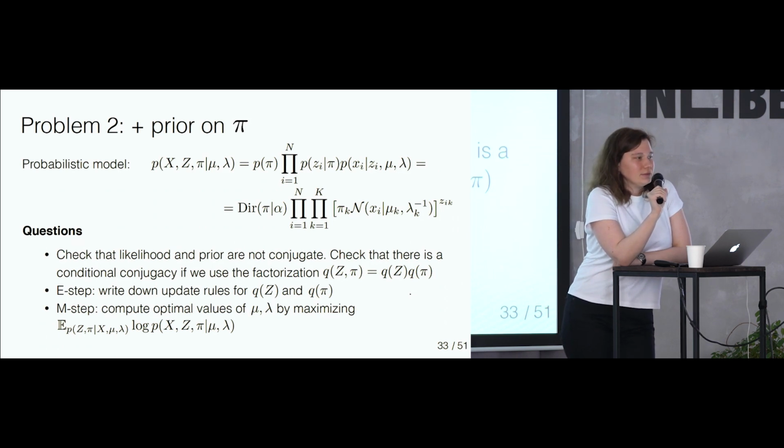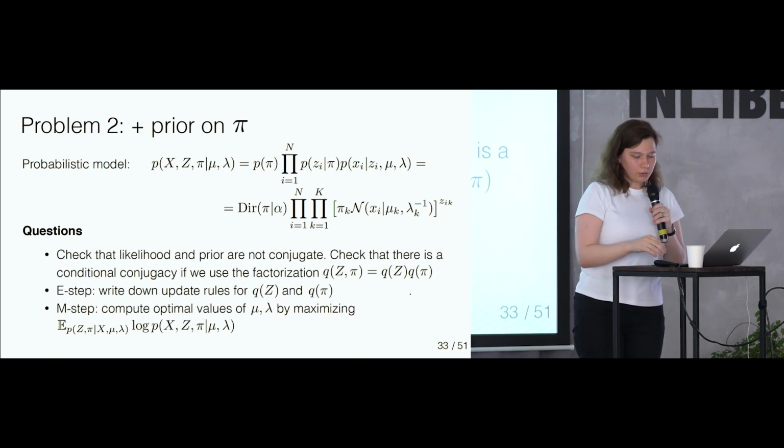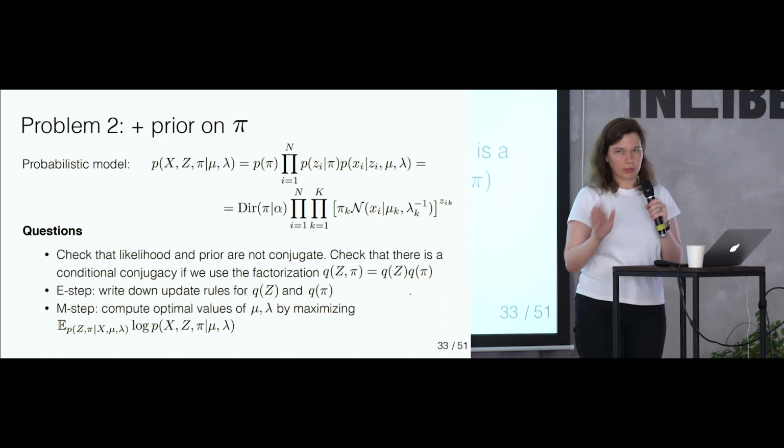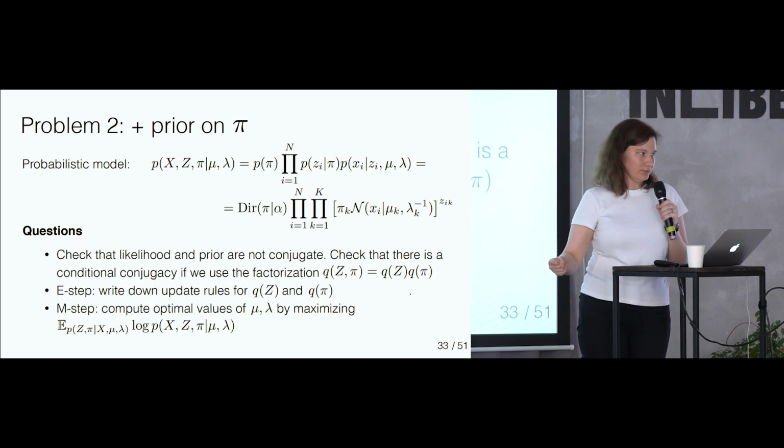I can explain conditional conjugacy in very simple terms. We have a prior distribution on 2 variables, z and p, and we have a likelihood. If we want to check whether we have conditional conjugacy in our model, we should do 2 steps. First step, fix z, and check that we have the usual conjugacy with respect to p between prior and likelihood. The second one is to fix p and check the same thing for z. That's all. Is it clear?